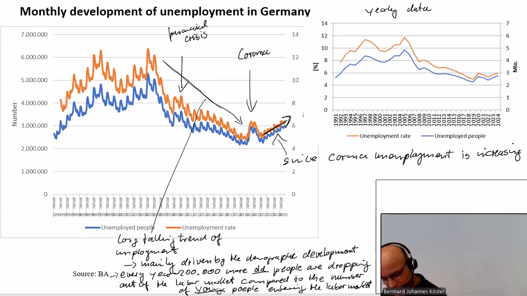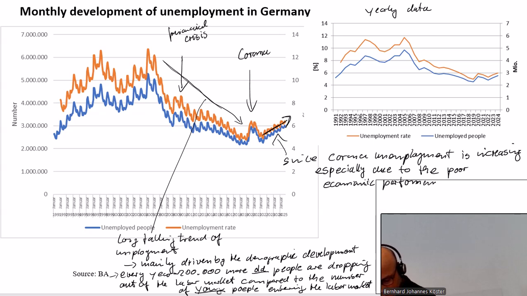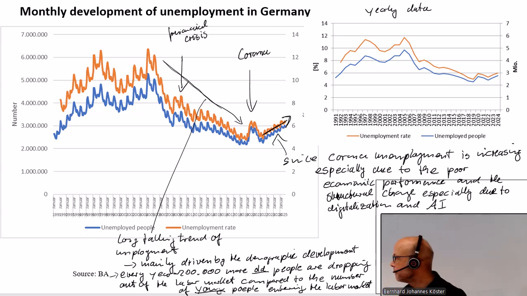So since Corona, unemployment is increasing, especially due to the poor economic performance and the structural change, especially due to digitalization and artificial intelligence.